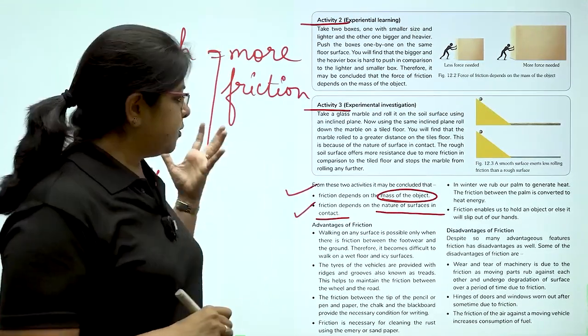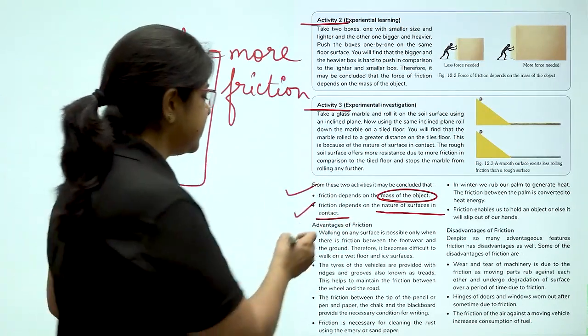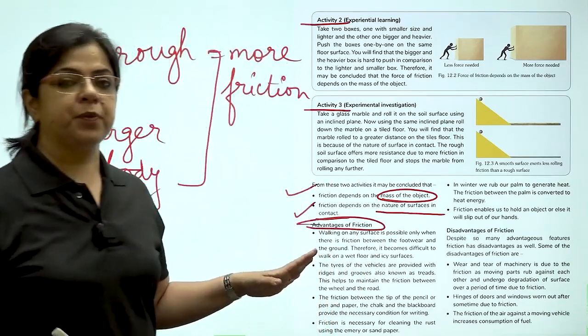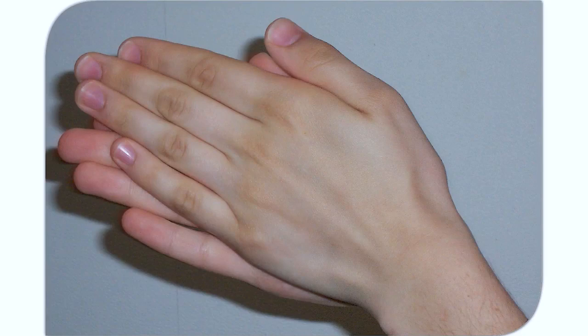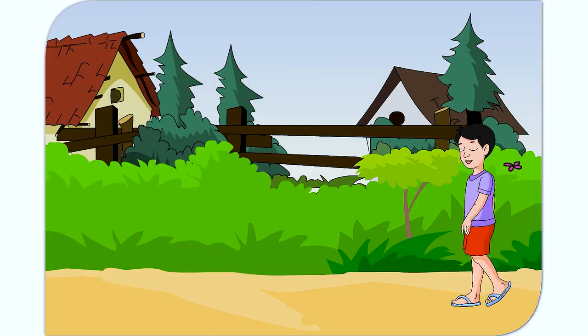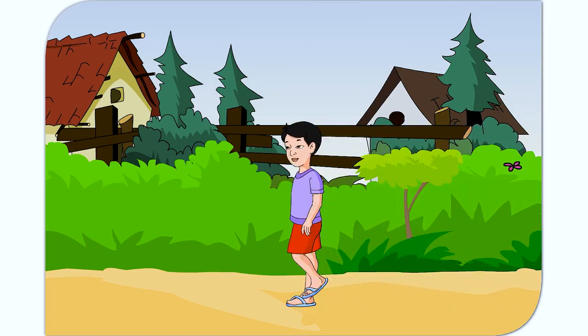Now, is this friction important? Yes, it is. There are certain advantages of friction. What are these? Let us understand. Friction is necessary and is advantageous in many ways. You can walk on the ground without slipping because of friction between your feet and the ground.